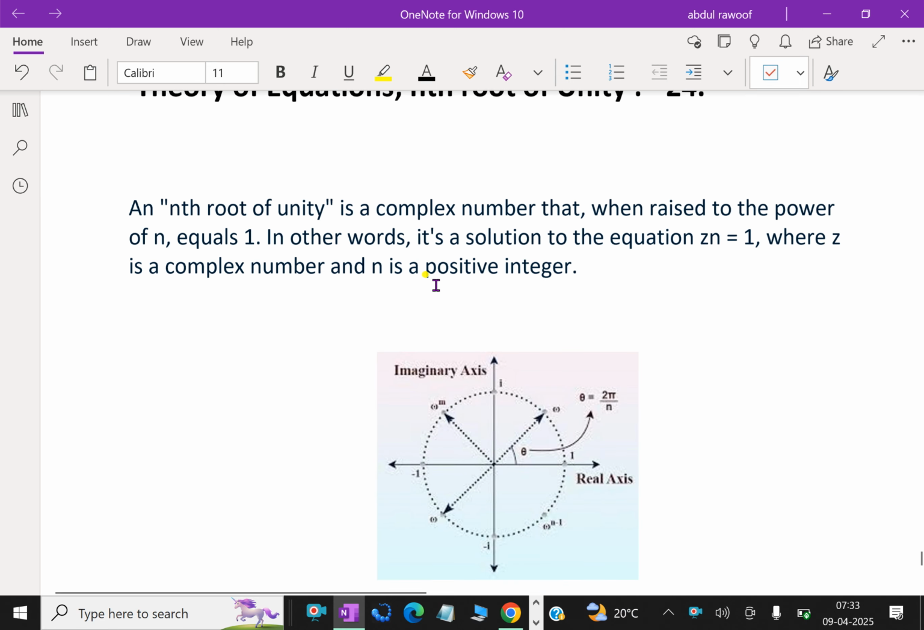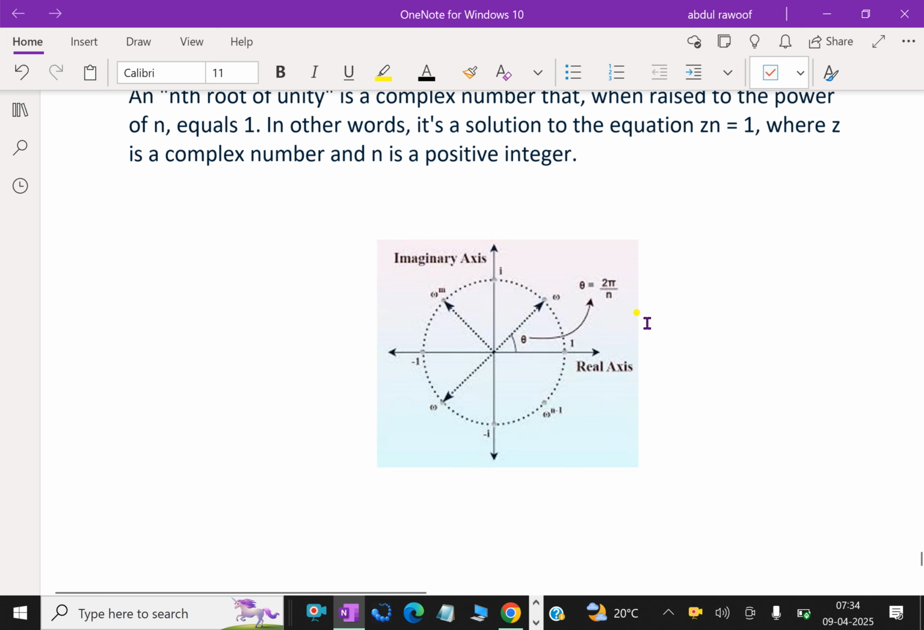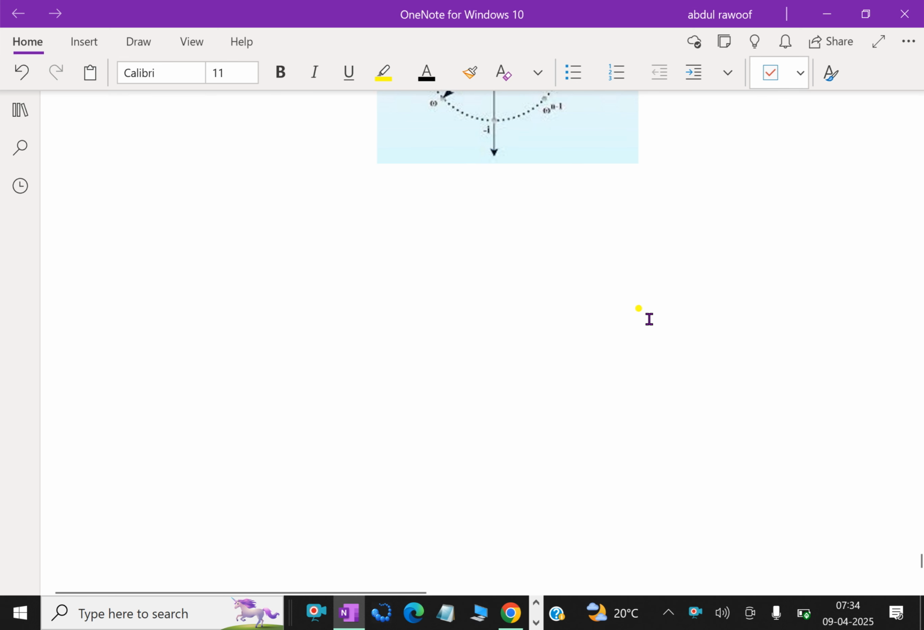An nth root of unity is a complex number that when raised to the power of n equals 1. In other words, it is a solution to the equation z^n = 1, where z is a complex number and n is a positive integer. Now let us discuss in detail.